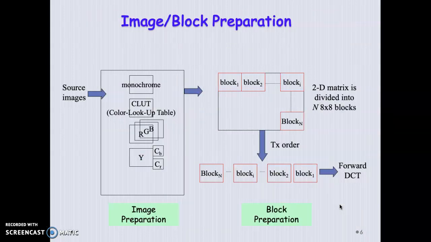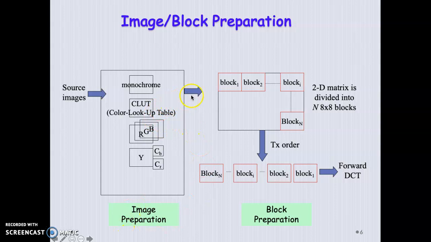So let's look at the first step, which is the image or block preparation. You will have the source image, and your source image can be any type of image. It can be monochrome, or an index or CLUT image, or it can be RGB or YUV. So you have to first identify what type of image your input, your source, is. Okay, so this is image preparation.